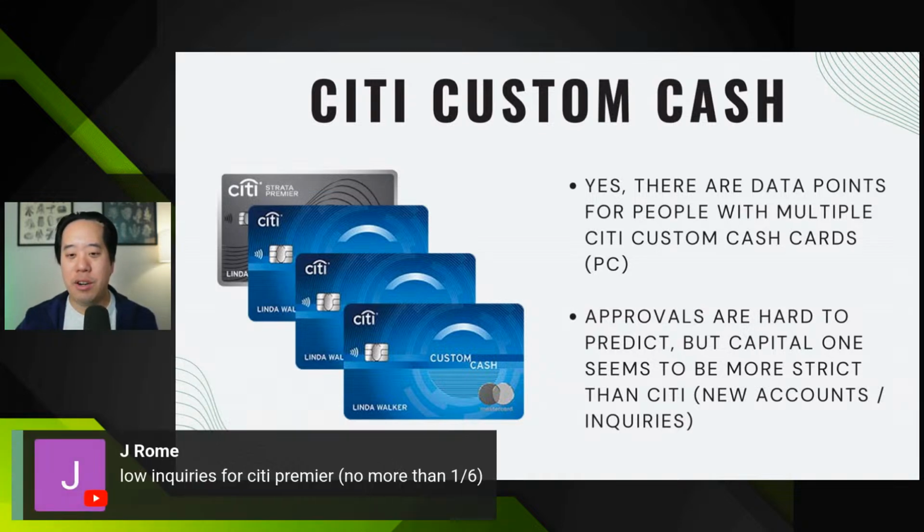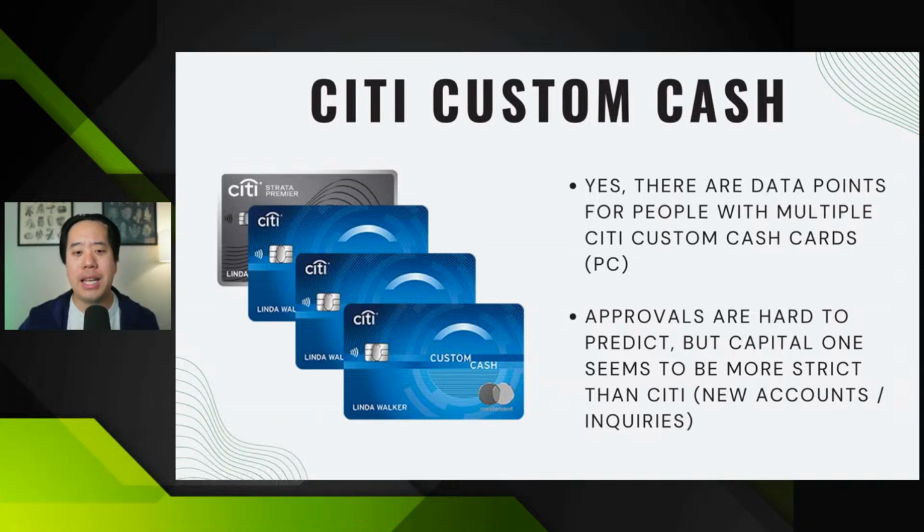J. Rome says low inquiries for Citi Premier, no more than 1 of 6. So yeah, in terms of new account inquiries, they're both about the same in terms of getting approved for them. I just have seen more data points where Capital One is more stringent on those new accounts, but they're both stringent on new accounts.